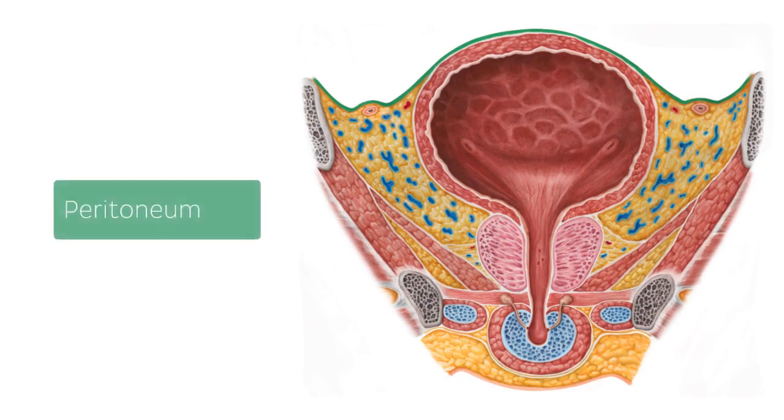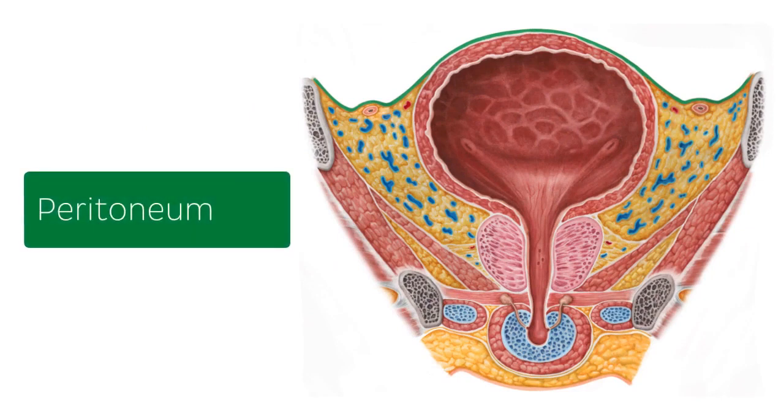This is known as the peritoneum. Before we start to describe several anatomical features of the urinary bladder, let's have a look at the peritoneum, which covers part of the bladder, as you can also see on this image. The peritoneum is a serous membrane that lines the peritoneal cavity, and this membrane will be supporting and lining the organs of the abdomen and pelvis.